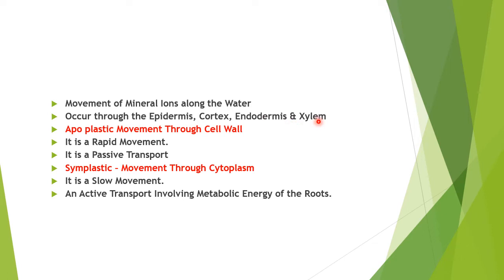As we have seen during absorption of water by plants, it can be either through apoplastic movement through the cell wall, or symplastic movement through the cytoplasm. Apoplastic movement through the cell wall is a rapid movement and a passive transport. Whereas symplastic movement through the cytoplasm is a slow movement, an active transport involving metabolic energy in the form of ATP. So roots utilize metabolic energy for this symplastic movement of mineral ions.